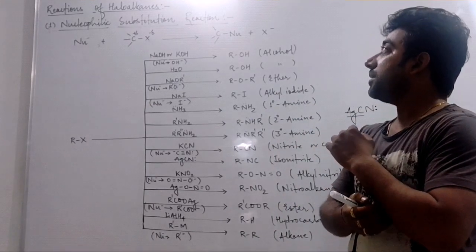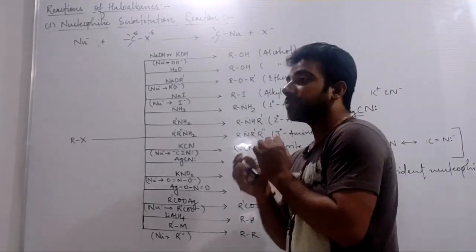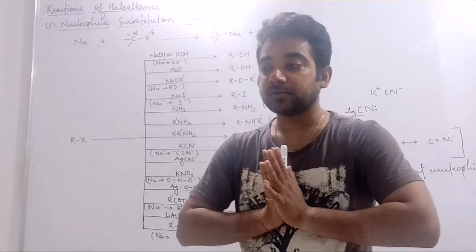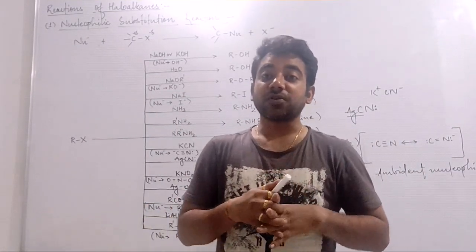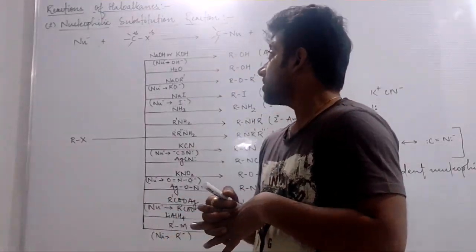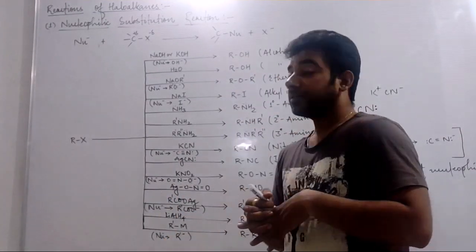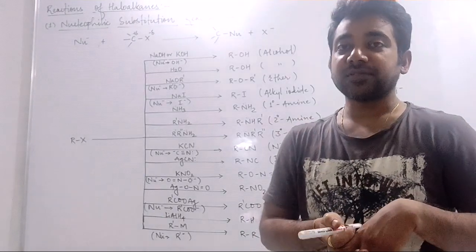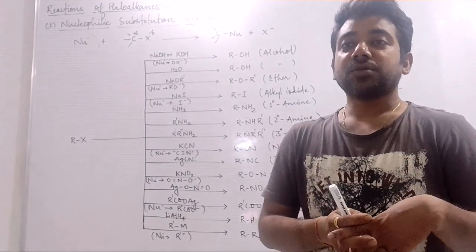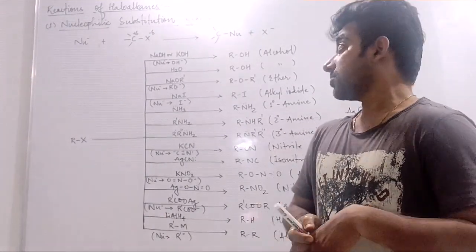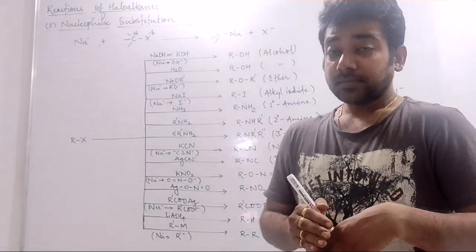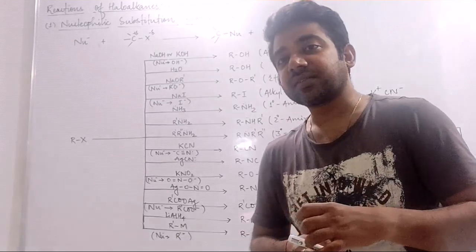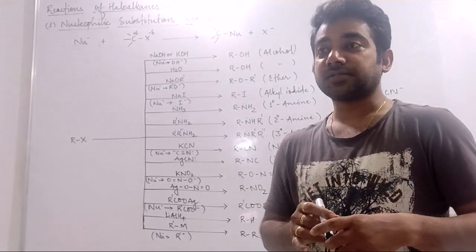Now we have a very important part here, the most important part of this chapter, and that is the mechanism which is followed for nucleophilic substitution. And there are two different mechanisms we have to discuss. One is substitution nucleophilic bimolecular and another is substitution nucleophilic unimolecular. Also we have to discuss the stereochemical aspects related with those reactions.